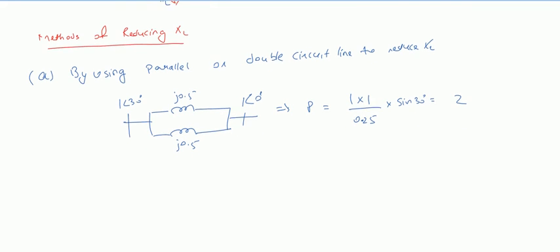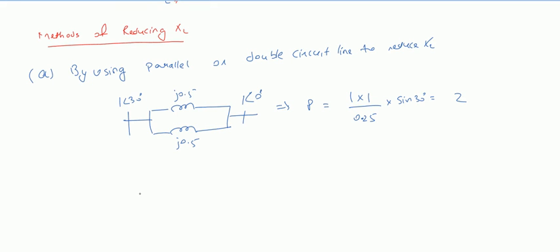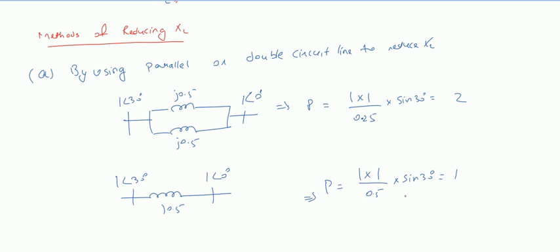But if there was a single circuit line, if there was a single transmission line with same specification, the sending end voltage is 1 angle 30 degree, receiving end voltage is 1 angle 0 degree. Here the transmission line inductance reactance value is j.5. So the power transfer will be what, 1 into 1 by 0.5 into sine 30 degree. So you can see that here only just 1 per unit, right, 1 per unit.